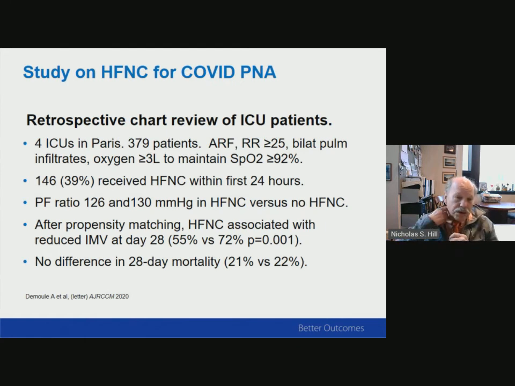Now, there are quite a number of studies. I've just selected a few of them to illustrate some points. One of the earlier studies came out of four ICUs in Paris, where they were using high flow initially, very similar to our use, just around 40% within the first 24 hours. And they divided patients into those who received high flow and those who did not. This was a letter in the Blue Journal, and what happened to the patients not on high flow is not detailed. But in any case, they had similar severely low PF ratios. And after propensity matching, the high flow group had reduced rates of invasive mechanical ventilation, but no difference in mortality rates.